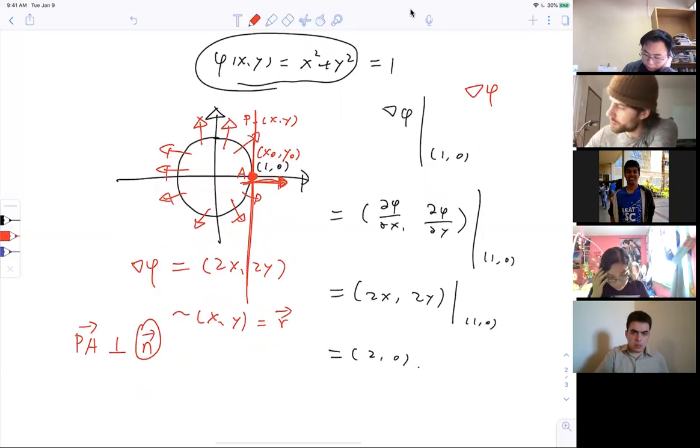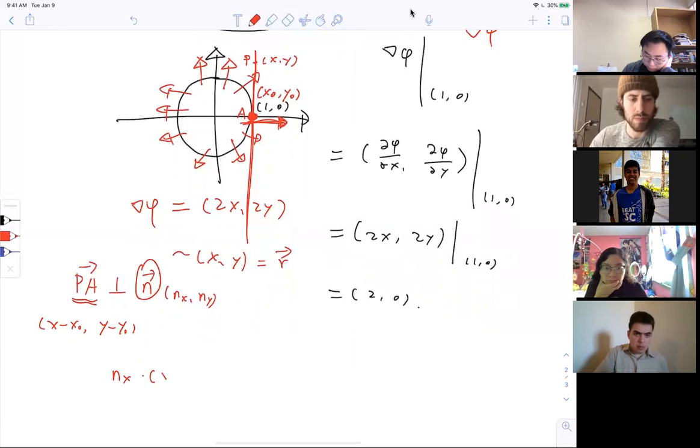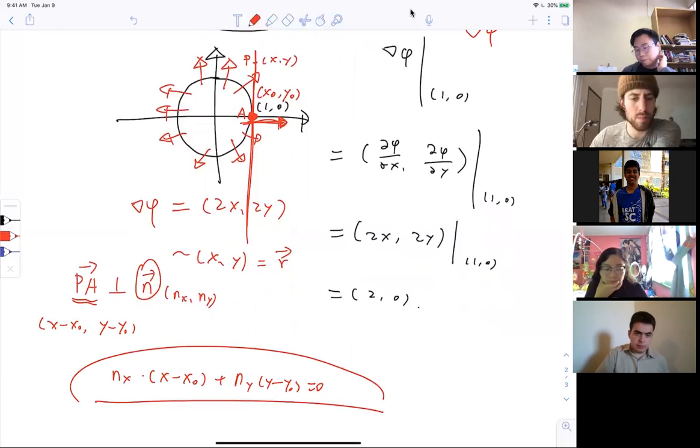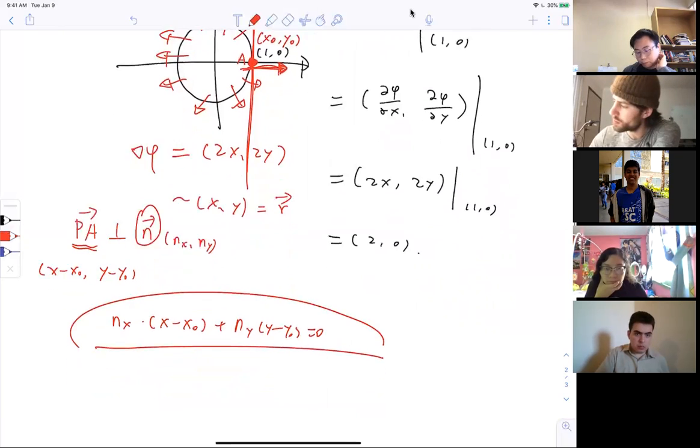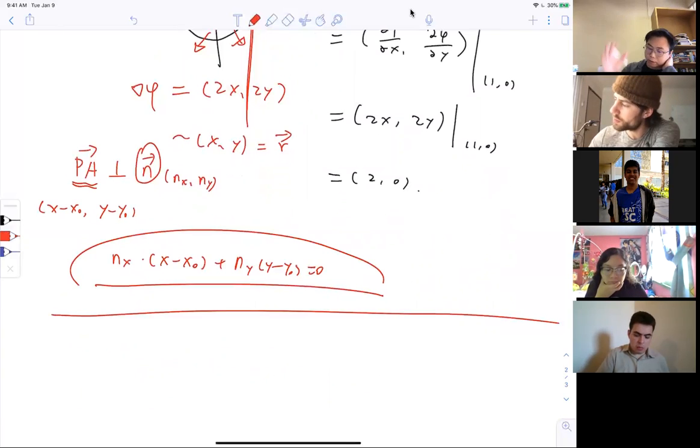I assume this normal vector is (nx, ny). Then this vector is given by (x minus x naught, y minus y naught). Perpendicular meaning that the dot product is 0, right? So this expression equals 0. This is the tangent line at this point. This is from the mathematical point of view. You can calculate the tangent line or tangent surface, or the normal line.